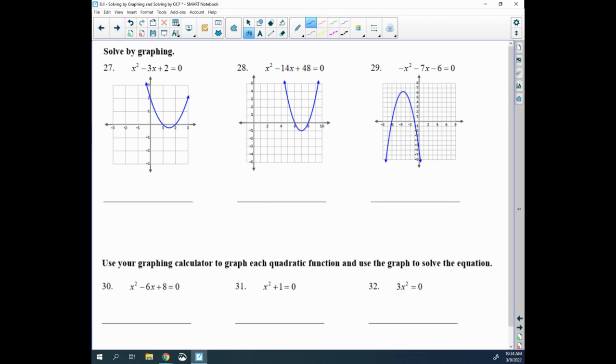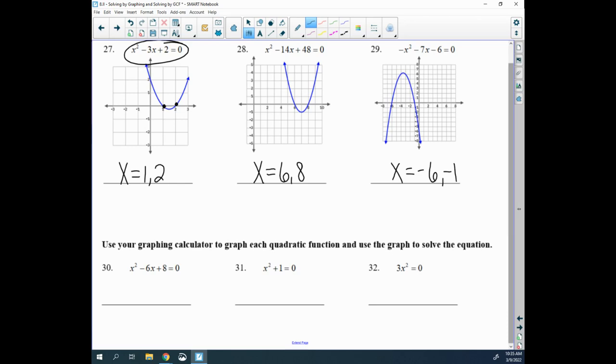So look at 27. They want the solution. This is no different than if I said, find the roots, find the zeros. So all I have to do is look and say, well, this crosses the x-axis at 1 and 2. Those are the two x values that if I plugged in would give me 0. What do you think 28 is? X equals what? You said 6 and 8. You are absolutely correct. And you guys did a great job last unit of finding those zeros when you were given the graph. This is the same thing. 29, where does that cross the x-axis? It's like -6 and -1.